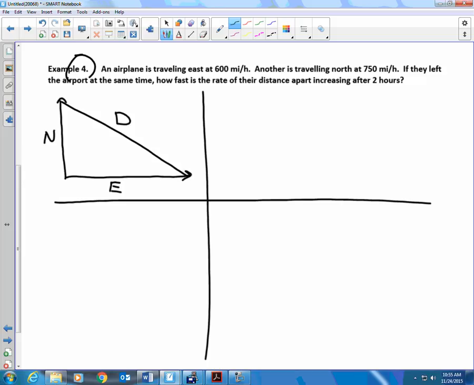Can you tell me an equation that relates these variables together? Very good. I'm going to choose to use e squared plus n squared is equal to d squared. Is that okay with you, Hannah? Okay. So now we need to decipher our knowns and our unknowns. What do you know and what don't you know? What are you trying to find?